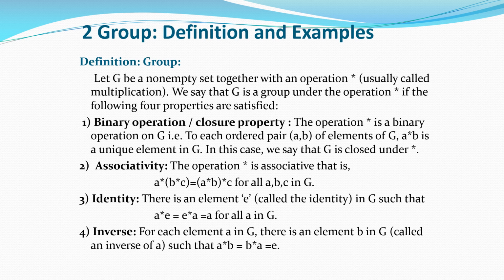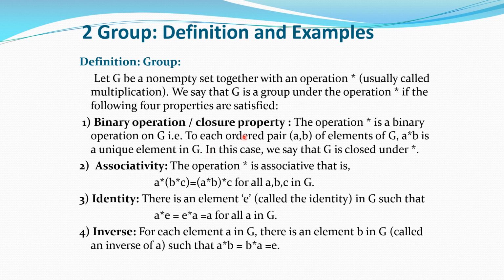Let G be a non-empty set together with an operation star, usually called multiplication. We say that G is a group under the operation star if the following four properties are satisfied. Now, first property is binary operation or closure property. The operation star is a binary operation on G, that is, to each ordered pair A, B, the element A star B is a unique element in G. In this case, we say that G is closed under star.